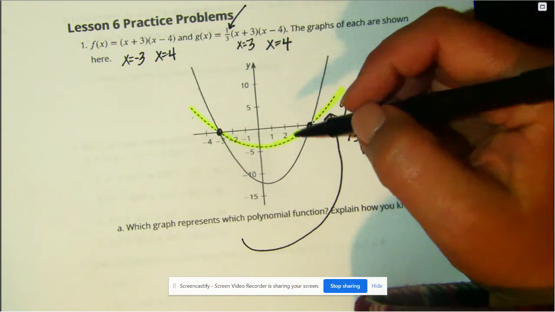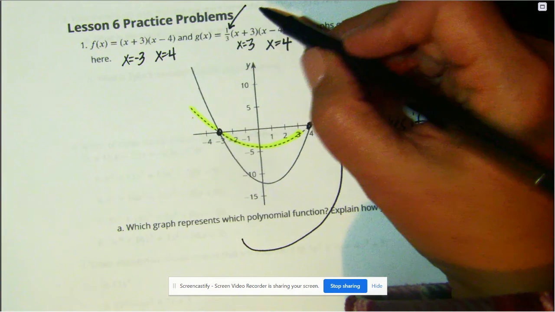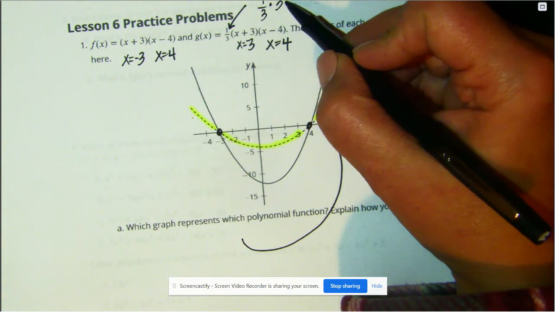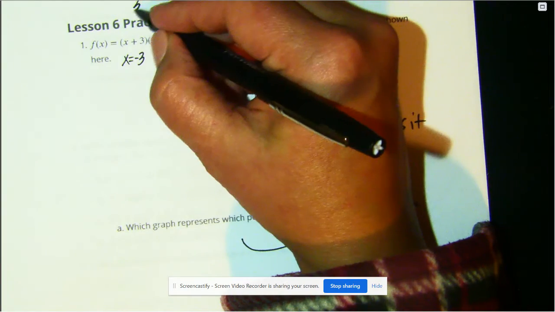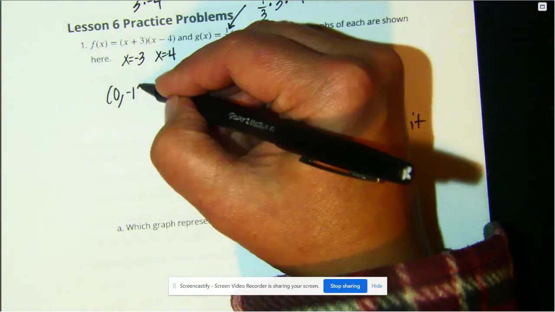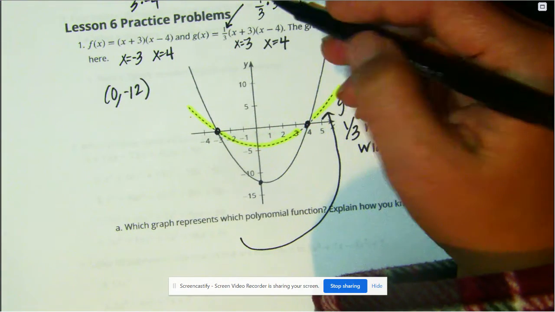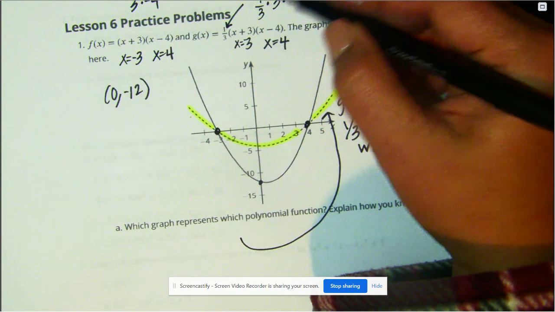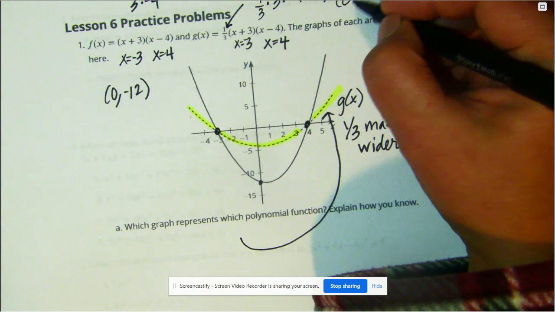And I'm trying to think, let's say you're confused and you didn't know. Let's actually plug a number in. If you put a 0 in here, that would be 1/3 times 3 times -4. And if you put a 0 here, you would get 3 times -4. So this one, I get the point 0, -12. And then this one, when I put a 0 in, I have -12 times 1/3. That's going to be -4. So this one is 0, -4.